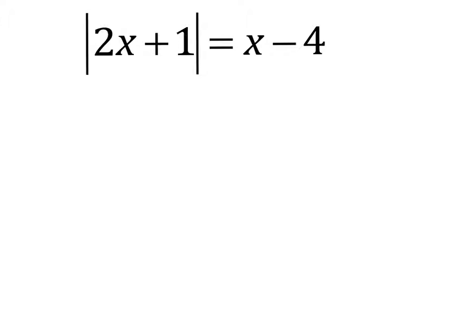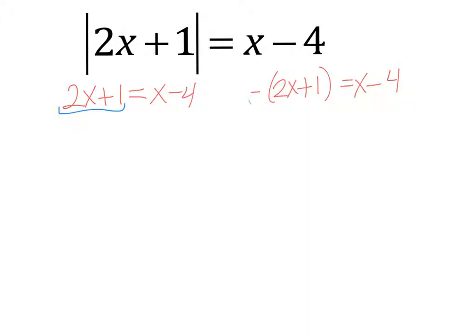Second problem. This one I've already got the absolute value kind of squared away, so I'm just going to jump to making my 2 equations. Okay, we've got 2x plus 1 is equal to x minus 4. And I'm going to have negative (2x plus 1) in parentheses is equal to x minus 4. Again, that's because the absolute value takes a look at the inside and makes it positive either way.